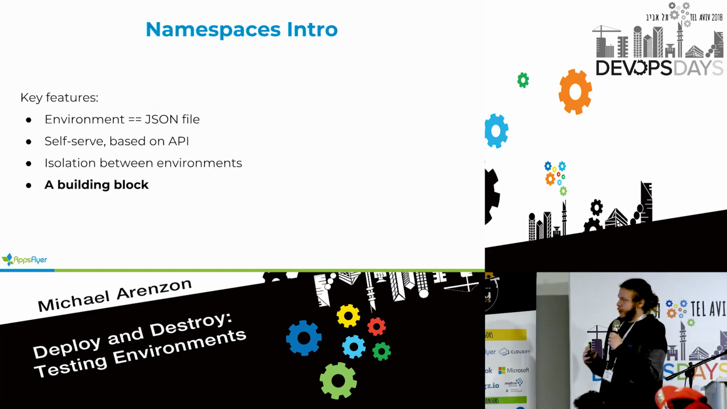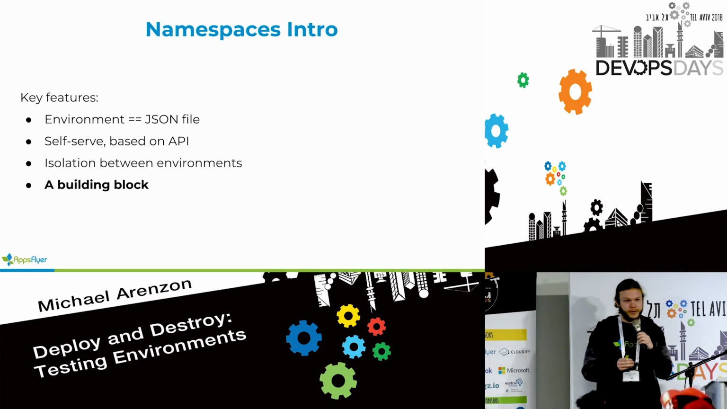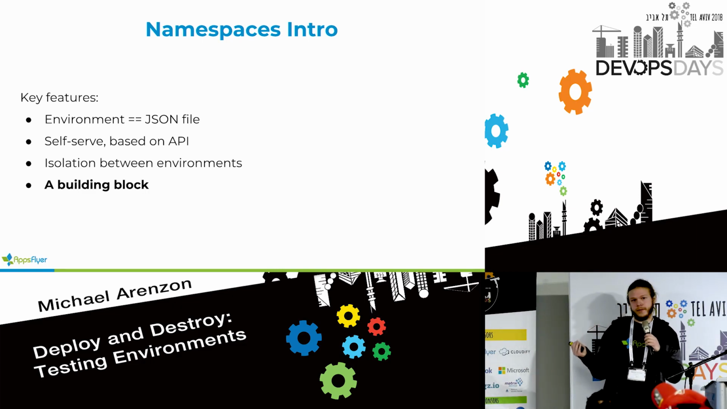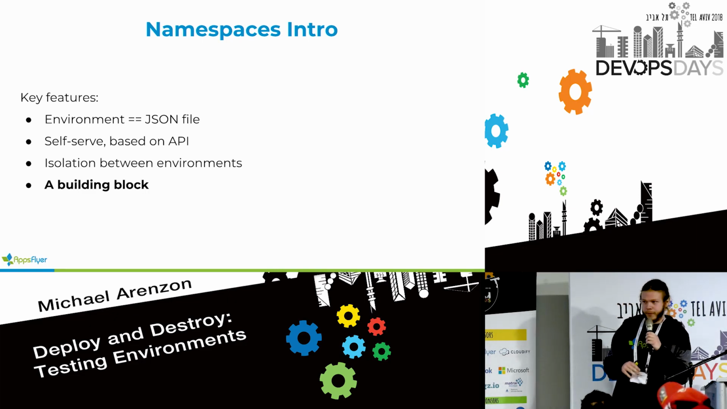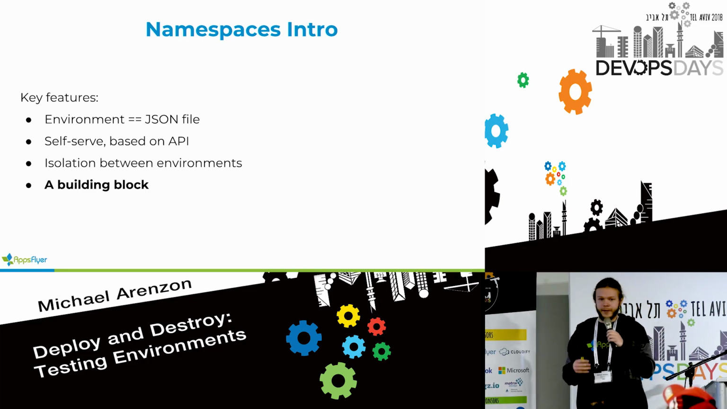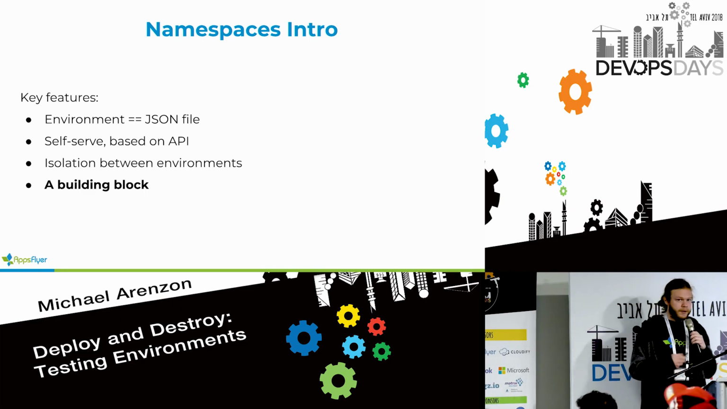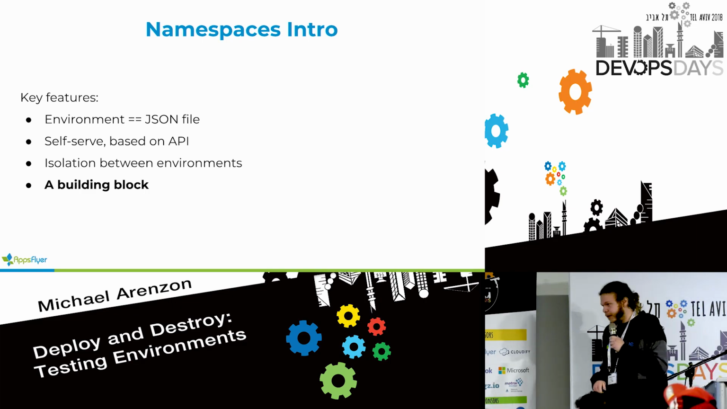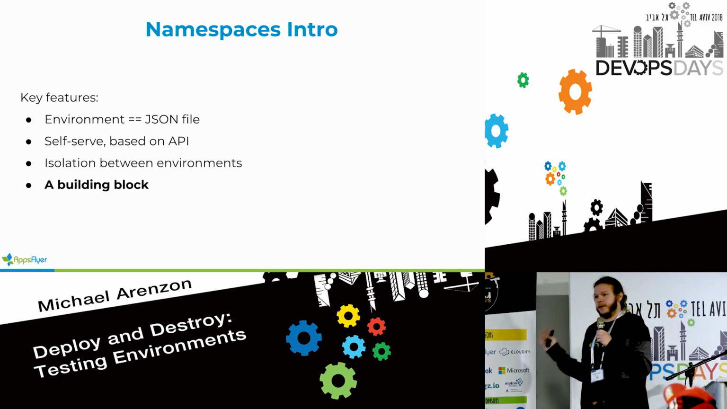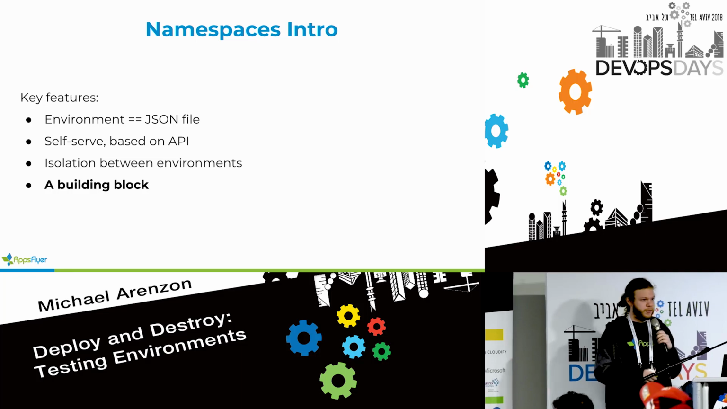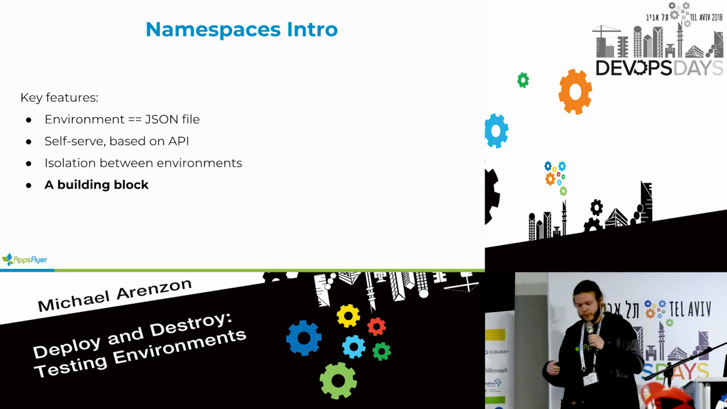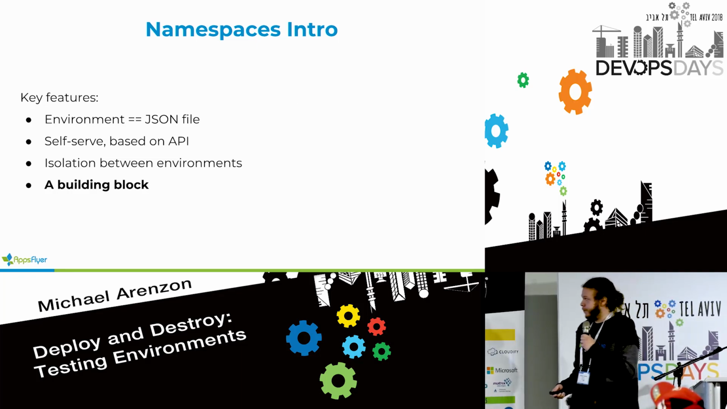The key features of the system: the environment is a JSON file. They just create a schema that describes what the environment looks like. It's fully self-serve. We have APIs for everything to maintain the environment, whether it's creation, update, or delete. We have isolation between environments. None of the environments are interacting with other ones, so we provide safeness. And the most important, it's a building block, and I'll show later in this talk how we leverage that system.